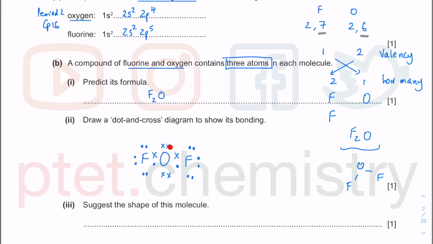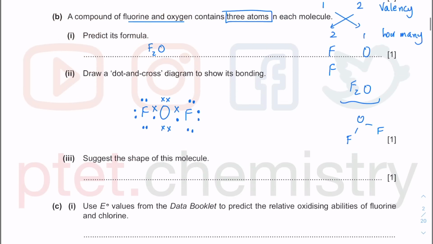Do we have to draw these lone pairs above and below? You don't have to. You can show the fluorines side by side, with the lone pairs there. It doesn't matter, because we know that in 3 dimensions, the shape of this molecule is not going to be linear. In fact, it has 2 bond pairs and 2 lone pairs of electrons.